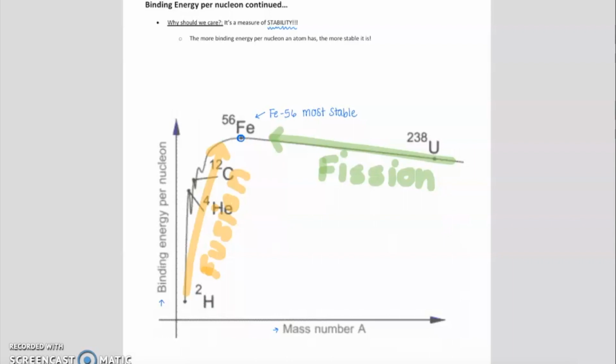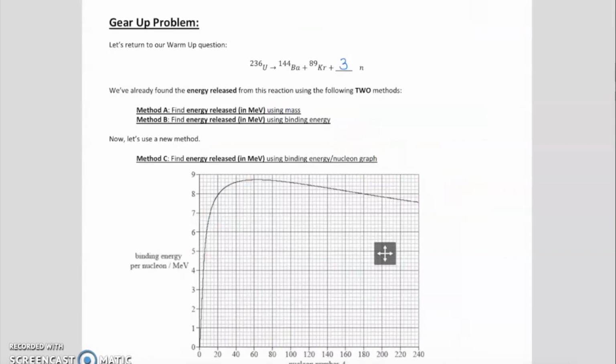Again, highlighted in orange here are the elements that will undergo fusion in order to produce products that are more stable, and highlighted in green here, undergoing fission in order to produce products that are more stable. So this graph can be really helpful when it comes to stability. And another thing that binding energy per nucleon is really good for is returning to our warm-up and using this graph as a way of estimating the energy released in a nuclear reaction.